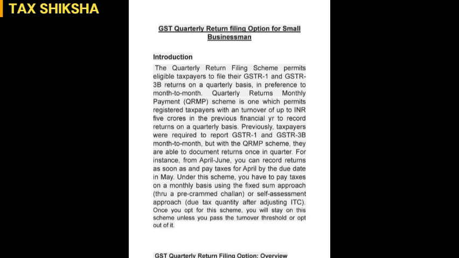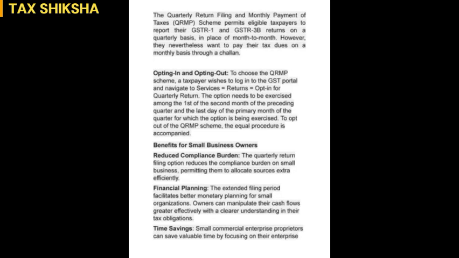The Quarterly Return Filing and Monthly Payment of Taxes (QRMP) scheme permits eligible taxpayers to report their GSTR-1 and GSTR-3B returns on a quarterly basis, instead of month-to-month. However, they still have to pay their tax dues on a monthly basis through a challan. Opting in and opting out.